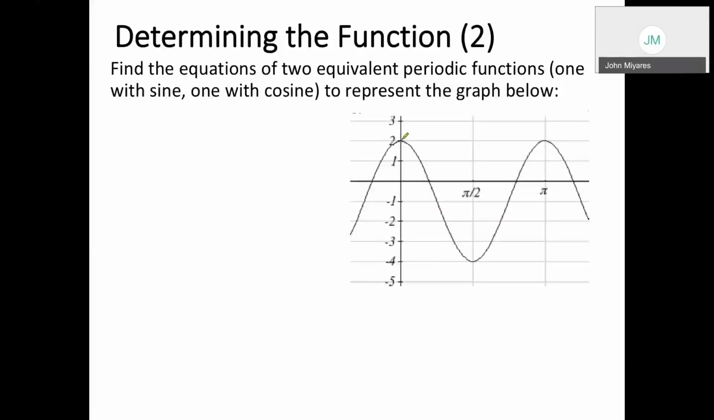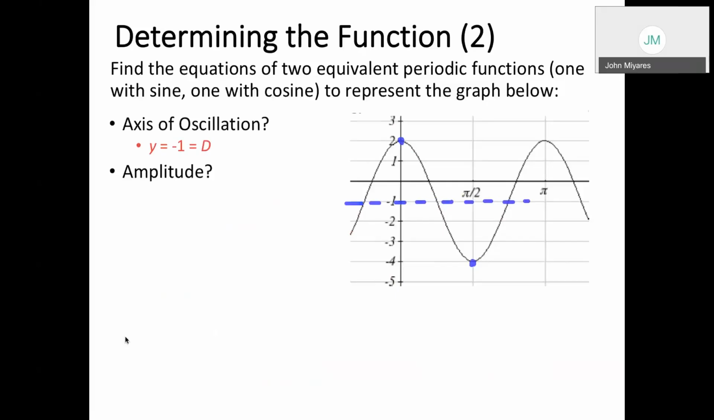All right, the peak of this graph is going to be at y equals 2. The trough is going to be at y equals negative 4. So when I'm looking for the axis of oscillation, that's going to be halfway between those two values, here at y equals negative 1. To find the amplitude, we need to realize that if the peak is at y equals 2 and the trough is at negative 4, then you're going up 3, down 3 from the axis of oscillation, which is going to make the amplitude equal 3.